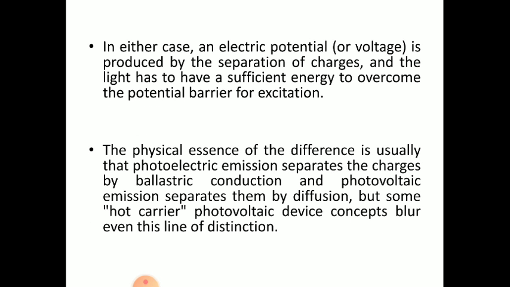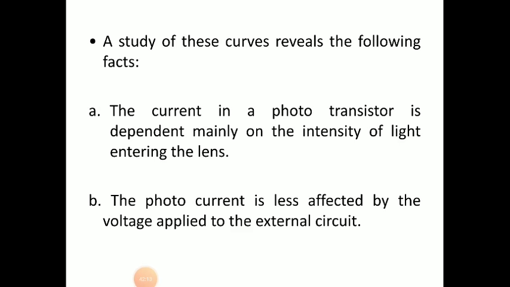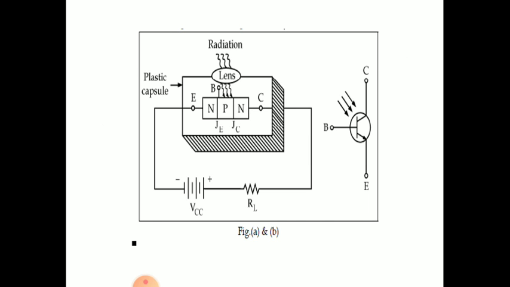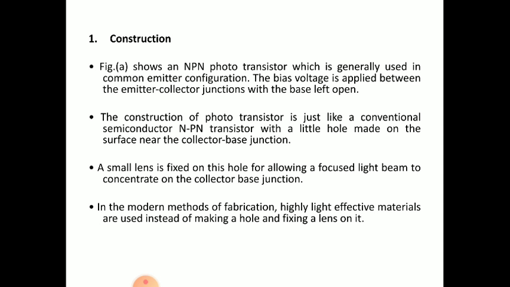So these are today's topics we have learned about, that is the photodiode. First we have seen the construction and circuit diagram, circuit symbol and the characteristics of the photodiode. You must remember that the photodiode is operated in reverse bias condition.